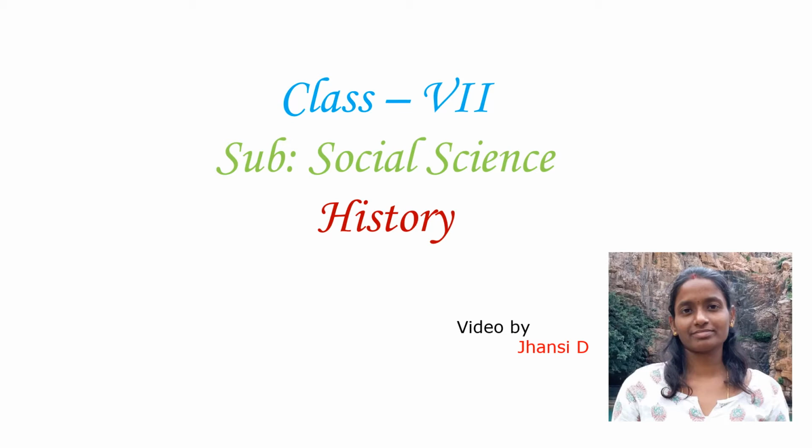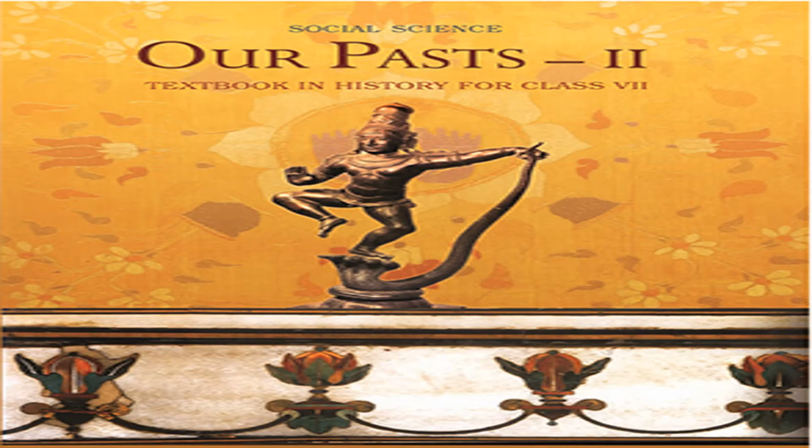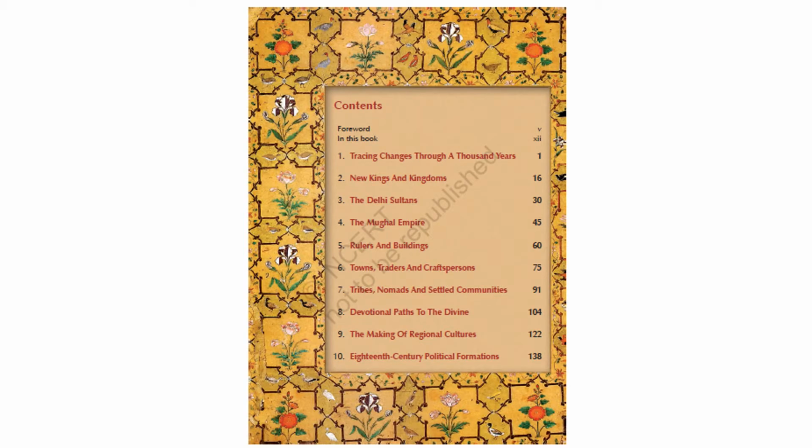One of the branches of social science is history. So we are going to discuss a history lesson of class 7th. Next, this is the cover page of our history textbook. Here you can see it is stating as Our Pasts 2. This is the NCERT textbook of class 7, and this page shows you the contents of the history textbook.